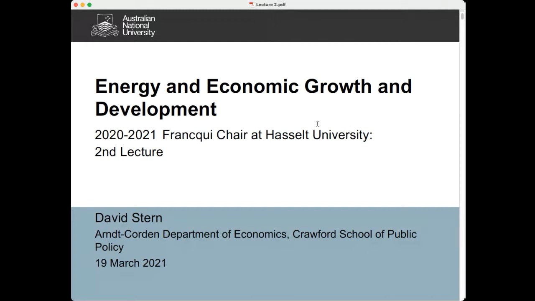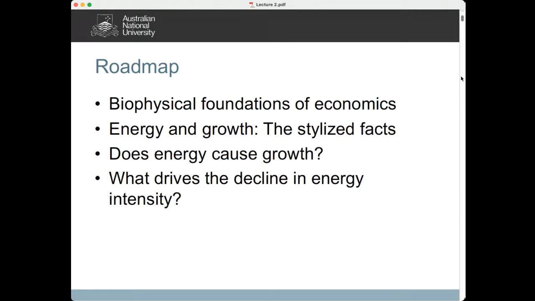So let me try clicking here. Works. All right. So, a roadmap of what I'm going to cover. Some very basic stuff about why energy is important right at the beginning, and then go on to look at a paper published in 2016 on basic facts about the relationship between energy and GDP and development and so forth.